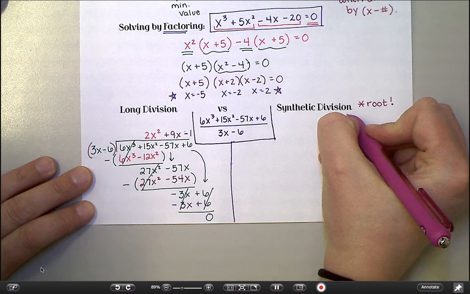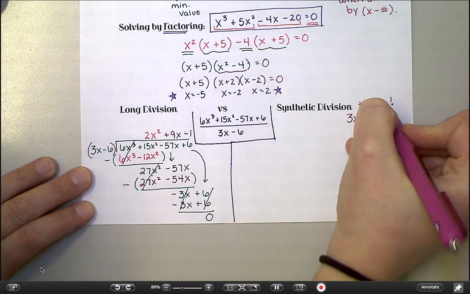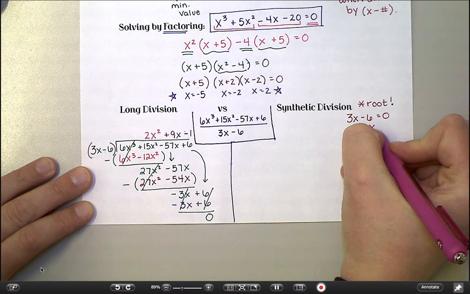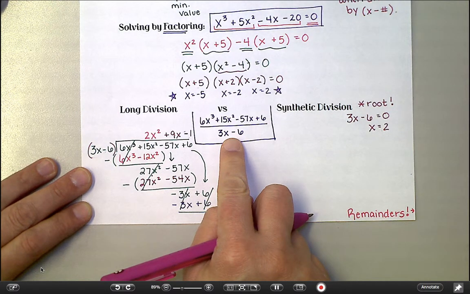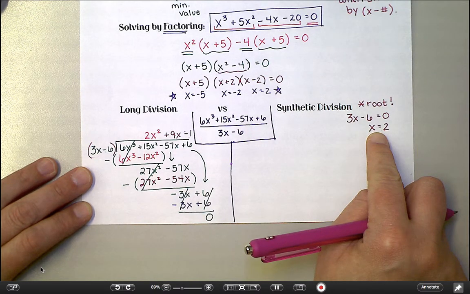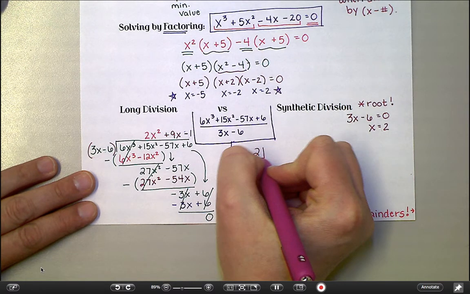And we find that by setting this thing equal to 0 and solving. So I would add 6 to the other side, divide by 3, and I get that this really represents a root of 2. So if I was to graph this thing, one of its roots would be at x equals 2. So I'm going to set that 2 up in a little box over here.